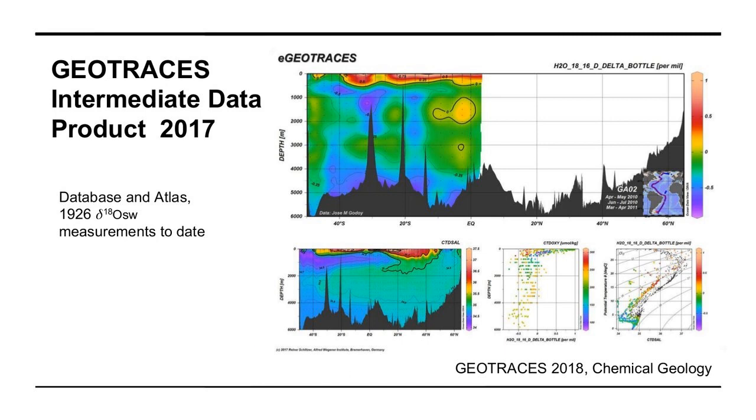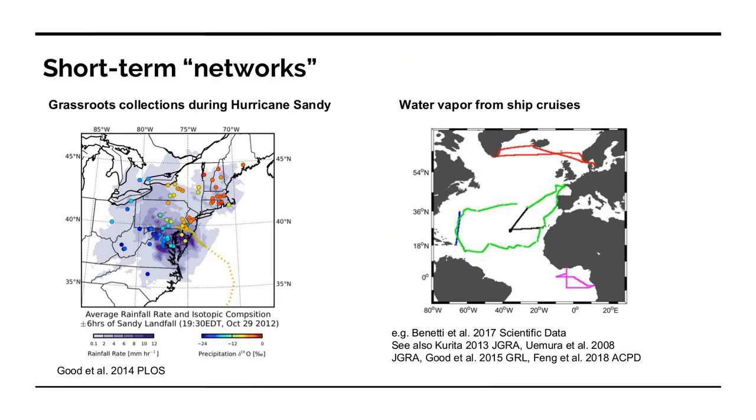We'll touch more on that in a few slides, but now moving on quickly to some short-term network opportunities. I wanted to throw this in there because, in addition to more established networks, I wanted us to remind ourselves that in the absence of great established networks, we have made do with some really clever collections. One example of that is during Superstorm Sandy. There was a real crowdsourcing effort led by Steve Good and colleagues to collect precipitation samples all across the eastern seaboard, and those are shown by those colored circles.